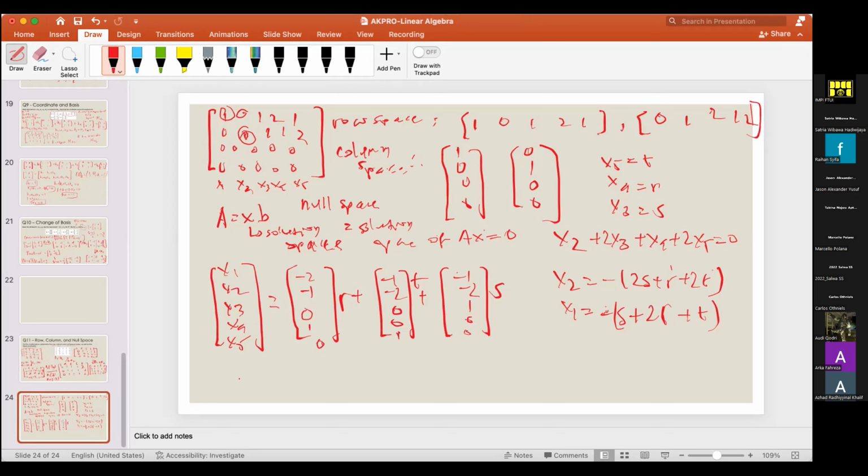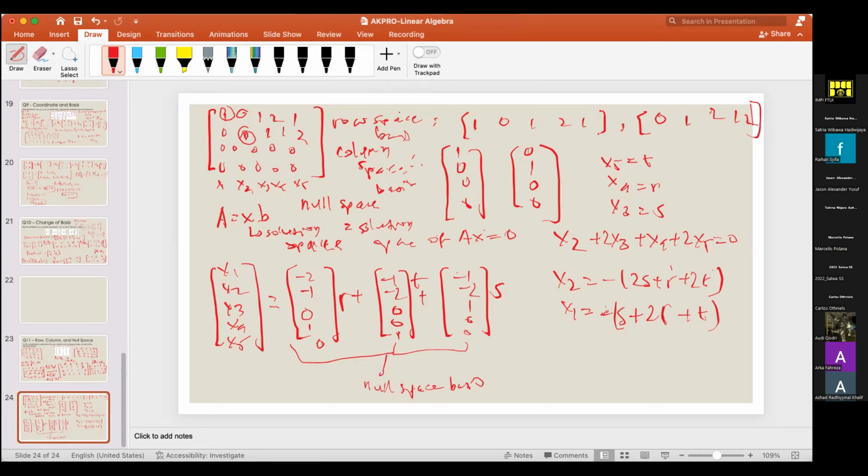And so because of that, these three are what we call your null space basis. This is the column space basis and the row space basis.